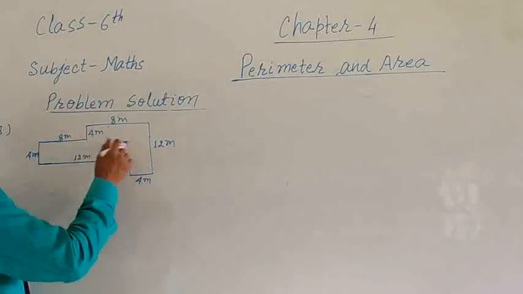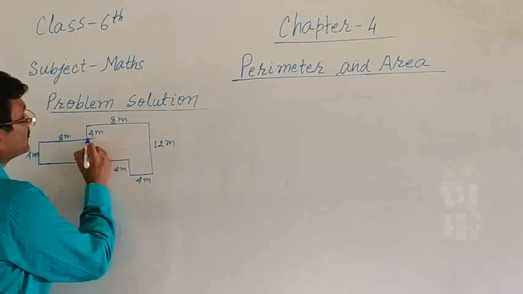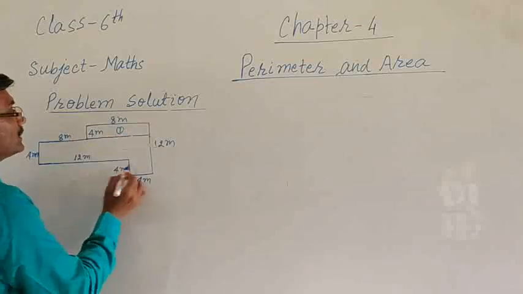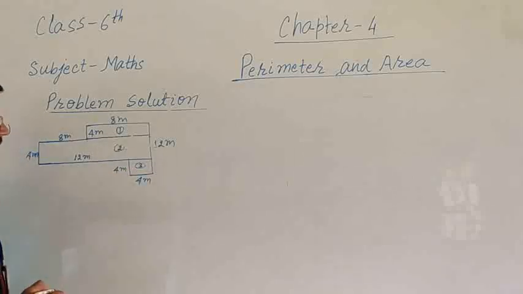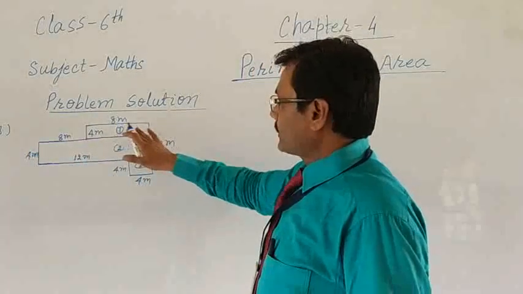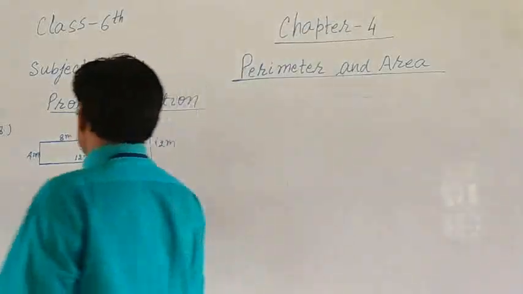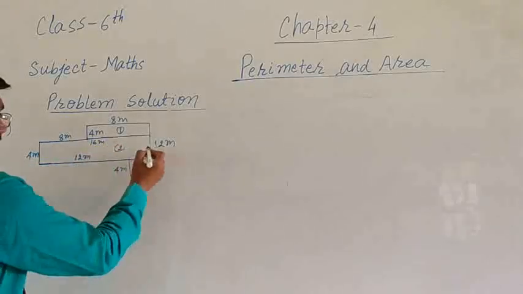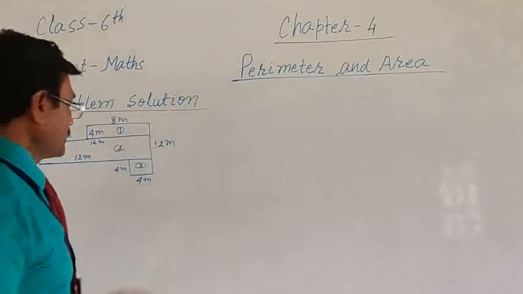Now students, in this figure, first of all we make the plot and join it. Now here, first figure form, now join this, then second and third figure are formed. So in first figure, length is given 8 meter and breadth 4 meter. In second figure, the total length will be 16 meter and breadth will be 4 meter, while in third length is 4 and breadth is also 4 meter.